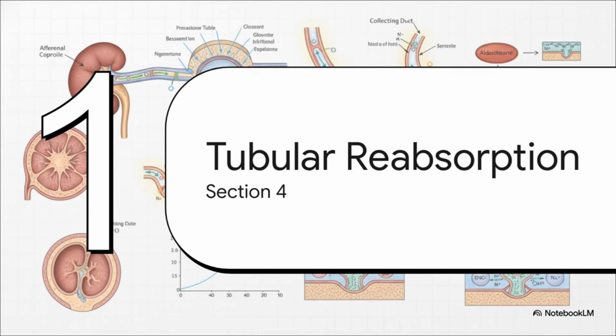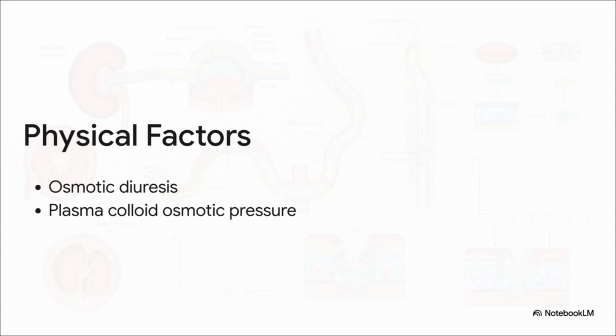Which brings us to Section 4, Forces Modulating Tubular Reabsorption. So we've got two baseline physical forces to consider first. Number 1 is osmotic diuresis. This is when unabsorbed solutes, like glucose in an uncontrolled diabetic, stay in the tubule. They osmotically hold on to water, driving up urine output. Number 2 is plasma colloid osmotic pressure. Higher protein concentrations in the peritubular capillaries will physically pull more fluid back out of the tubules and into the blood, increasing your overall reabsorption.